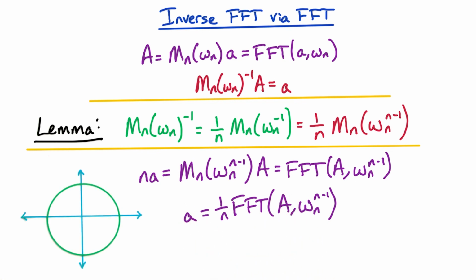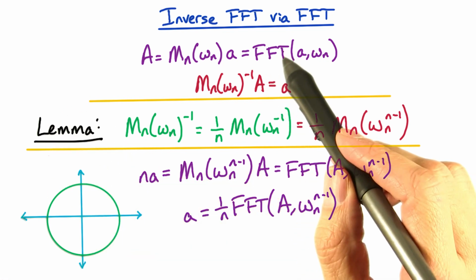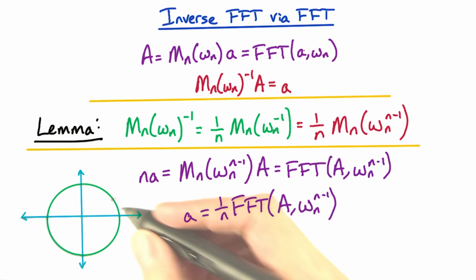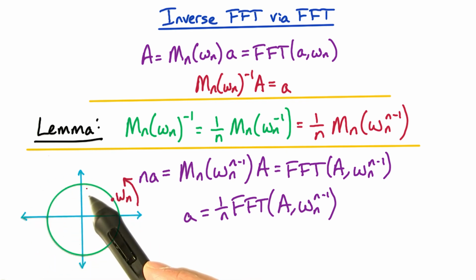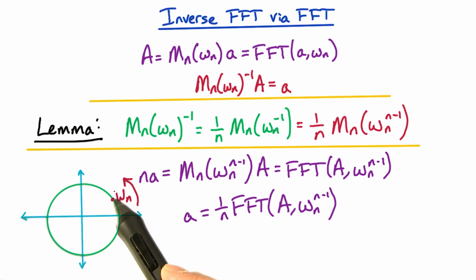One more intriguing fact before we move on to the proof of this lemma. Now FFT, normally we run it with omega sub n. This is this point right here. Then the endpoints we consider are omega sub n to the powers, which corresponds to the nth roots of unity going from 1 to omega sub n, and so on around the unit circle in this manner. So we go counterclockwise around the nth roots of unity.